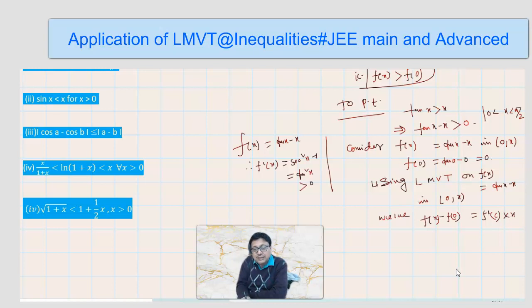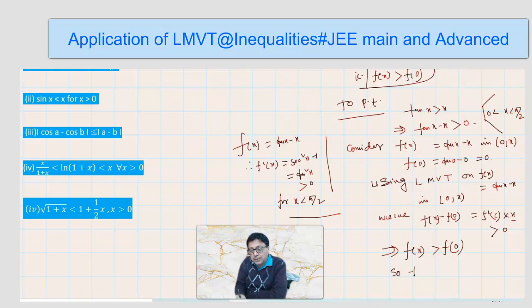This is positive for x less than pi by 2 and obviously greater than 0. This is a positive quantity. And x is also a positive quantity because x is greater than 0 and less than pi by 2. So x is positive, f dash c also positive. So this thing is going to be greater than 0. This implies f(x) is greater than f(0).